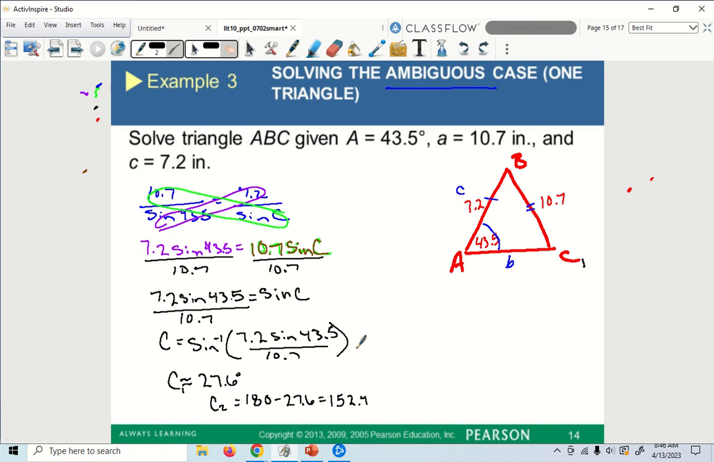So since we know that there's no second triangle here, let's finish up the first triangle. So we know that this one right here is going to be 27.6. And with all 3 angles, I could actually solve for B1 now, right? So to get B1, it's going to be 180 minus 43.5 minus 27.6. So you do the math for me.